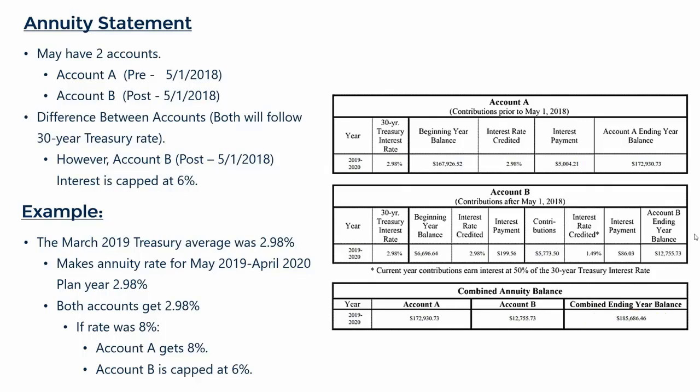Just a quick example, in March of 2019, the Treasury rate was 2.98%. So account A and account B would earn the same amount of interest. However, if that interest rate was at 8%, let's say, account A would earn the 8%, account B would only earn the 6%.